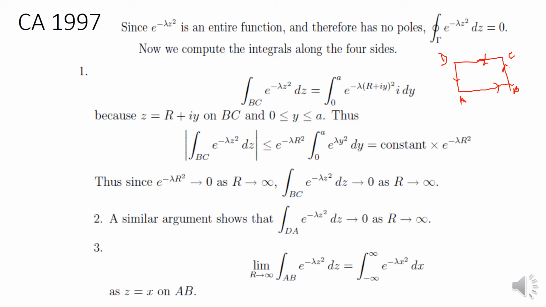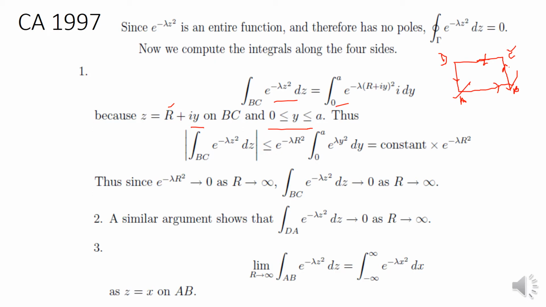So on B to C, z is capital R plus iy; z is x plus iy, so R is x here. We have taken minus R to plus R. R is a very large number, but it is a number, so it is a constant. When we differentiate, we get dz equal to i dy. So when we put this in the integral, the integral over BC of e to the power minus lambda z square dz is from 0 to a, because y is from 0 to a, which we have taken.